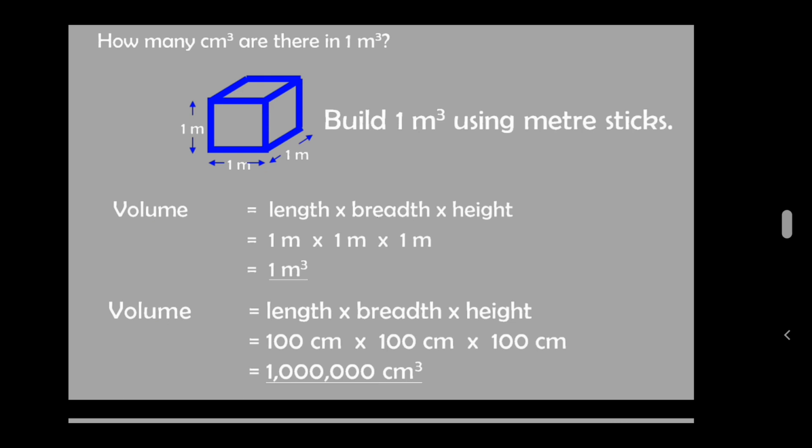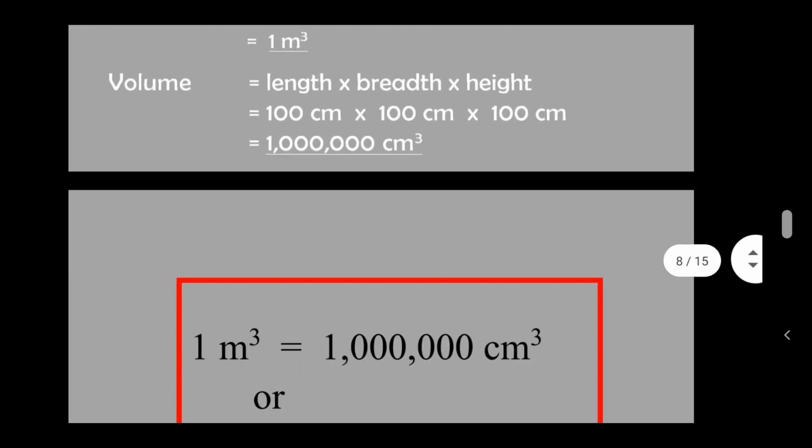You can imagine trying to put all those centimetre cubes into a metre cubed. It's going to be a lot. But make sure that everything you do with volume is in metres. You can't just think that if something's 1 metre cubed, it's going to be 100 centimetres cubed. No, it's not. It's much, much bigger. It's 1,000,000 centimetres cubed. So make sure you remember that.